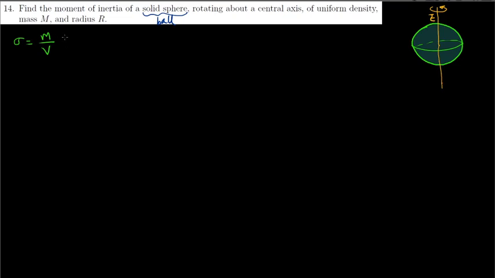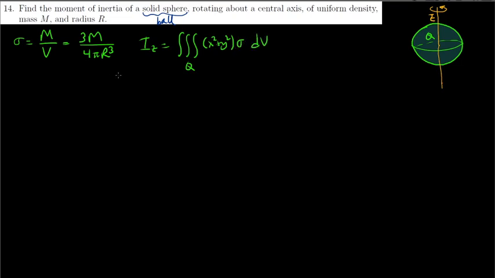And we know the mass is capital M, right? So that should be a capital M here. Try that again. And the volume of a sphere, right, is 4/3 pi r cubed. So that's our density. That's our constant, right? So the moment of inertia, Iz, is given as the triple integral over Q. Q, of course, is the ball, of x squared plus y squared times the density dV. But the density is all just a constant, right?